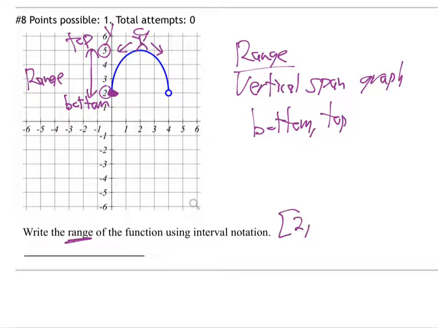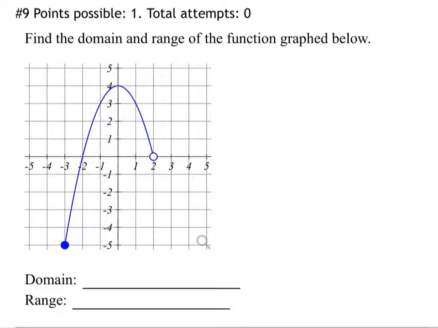So bracket 2, bracket 5. You hit the 2 and the 5 right on, don't you? You don't just get close to them. It's not parentheses. You go as low as 2, right on, and as high as 5, right on. That's the vertical span, vertical coverage of that graph. That's called range. All right, so they want domain and range of that one.